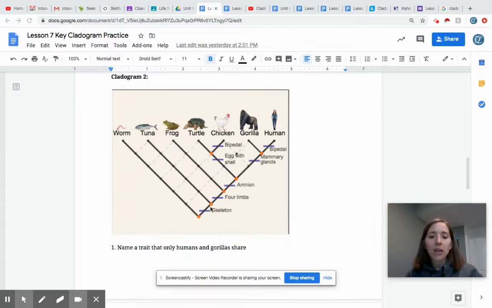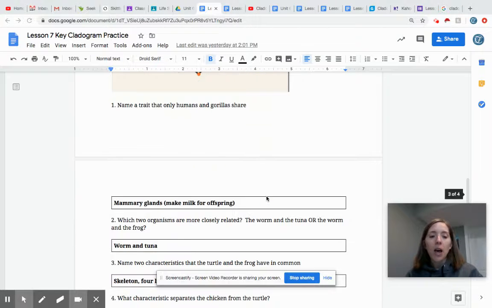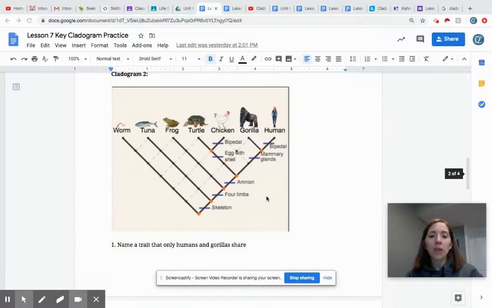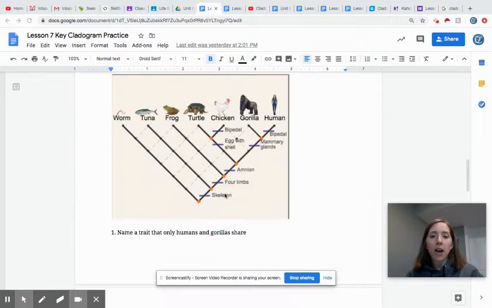You have a second cladogram. Name a trait that only humans and gorillas share. Something that only the 2 of them would share is that they have mammary glands, basically meaning that they can feed their young milk. Which 2 organisms are most closely related: the worm and the tuna, or the worm and the frog? Since the worm and the tuna are closer together, they are more closely related than the worm and the frog. They are more distantly related. Next, 2 characteristics that the turtle and the frog have in common. You could actually put 3. The turtle and the frog both have an amnion, which is another way to say amniotic sac. They have 4 limbs and they have a skeleton.